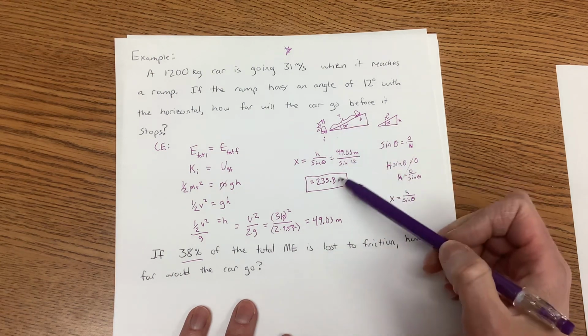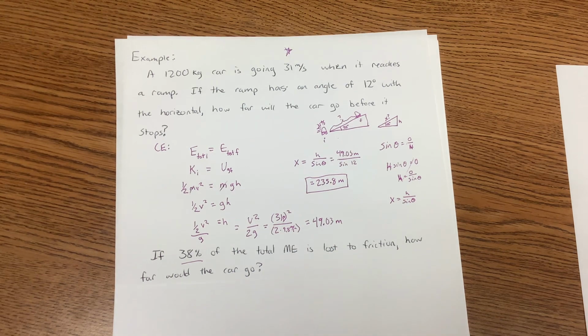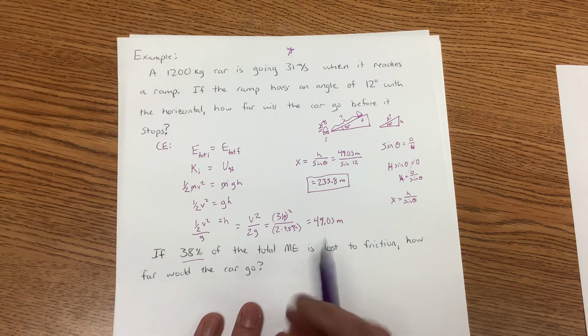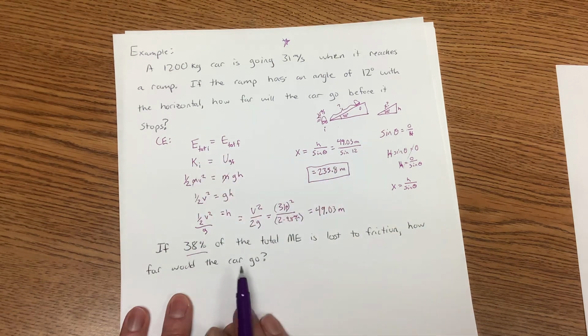So they don't actually have to make them 235.8 meters long because a lot of that mechanical energy is lost due to friction. So if 38% of that total mechanical energy is lost due to friction, how far would the car go? Well, there's a couple of different ways that you could figure this one out. We're going to go ahead and think about it as if we hadn't done this calculation already.